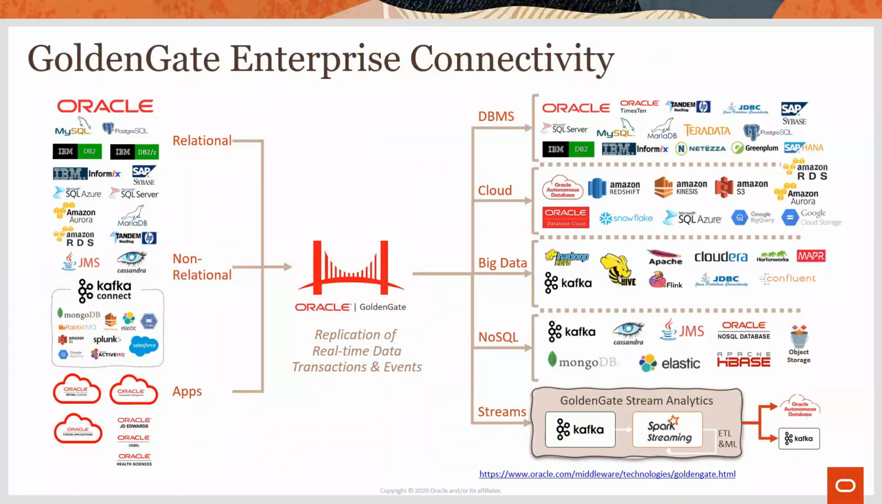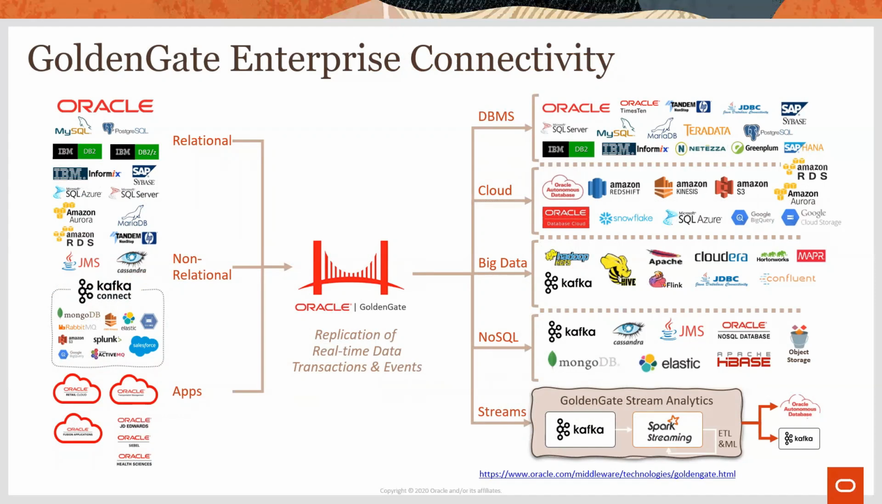What does GoldenGate do? GoldenGate is really the backbone for providing replication of real-time data transactions and events. It used to be focused really on database or relational events, but now we also cover non-relational as well as application integrations. And it's really about providing that real-time framework for doing event replication from a variety of different sources on the left-hand side of this chart to a wide variety of different targets on the right-hand side of this chart. And we also provide the GoldenGate Stream Analytics platform for doing the stream processing.